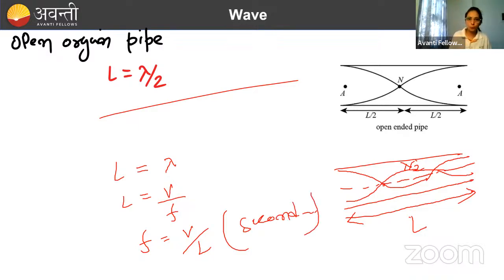So in case of an open organ pipe also, the general formula for the frequency will be how much? It will be nv by 2L, same as that of a standing wave created on a string fixed at both ends. Then the same formula we are getting. So these are the things, right?